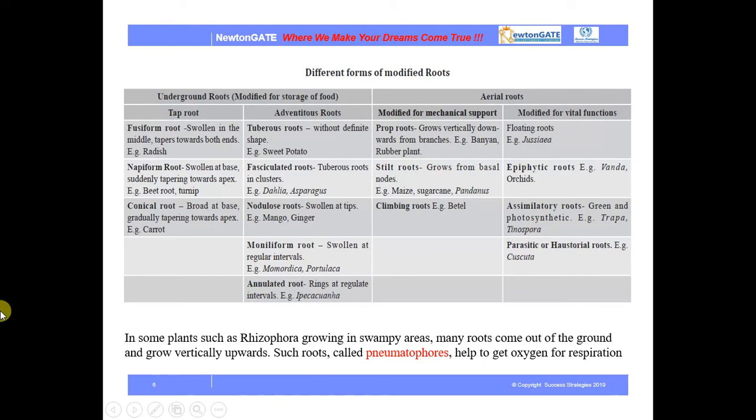Next comes the modification of roots, different forms of modified roots. Roots change their shape and get modified to absorb water and transport water and minerals from soil to different parts of the plant. Also, they are modified for support, storage and respiration.